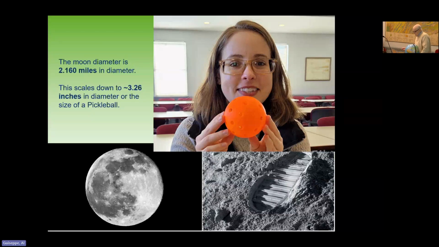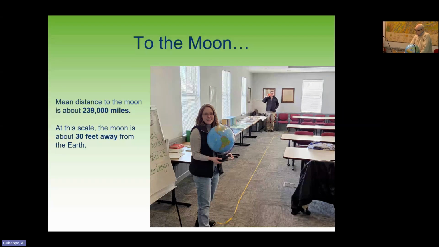So that's the moon. At this scale, the moon would be about 30 feet away, which is right there on the table. So that's how far away we are from the moon. So let's go a little further.